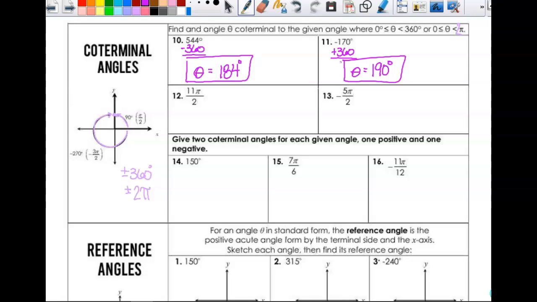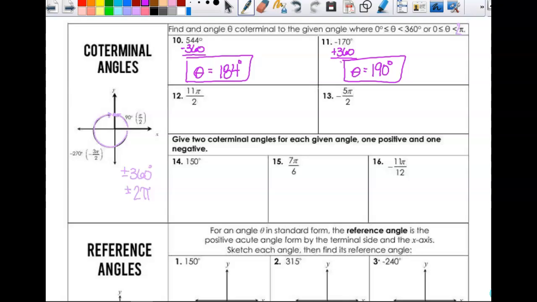All right. So numbers 12 and 13 are in radians. So I'm going to add or subtract 2 pi, but I need to get them in terms of what I'm looking at. So I'm talking in terms of halves. So if I'm going to talk about 2 pi in terms of halves, how many halves is that? What do you turn 2 pi into, something over 2? 4 pi over 2. So 2 pi is 4 pi halves, right?